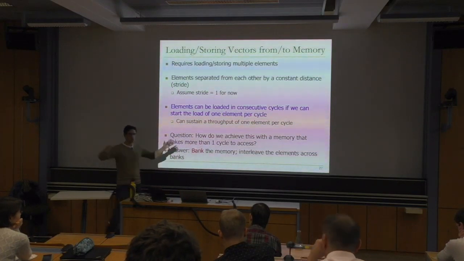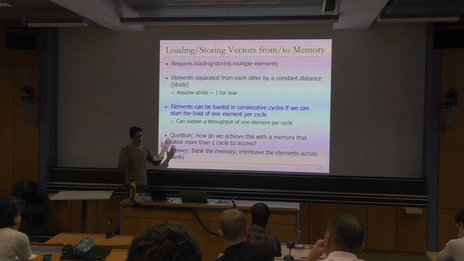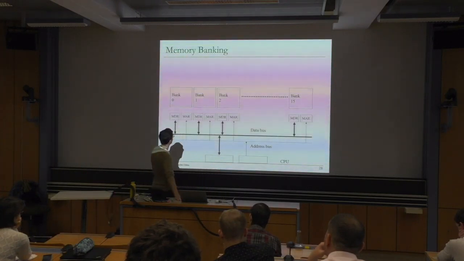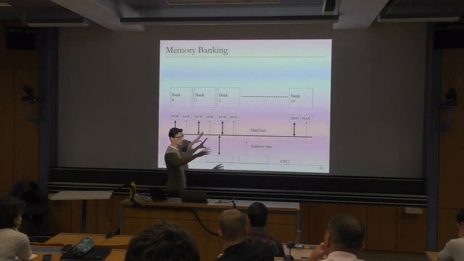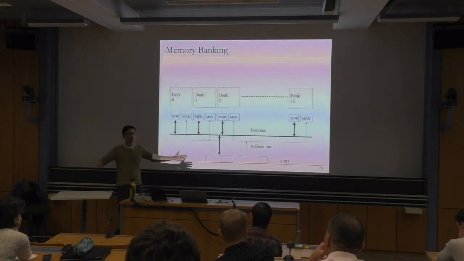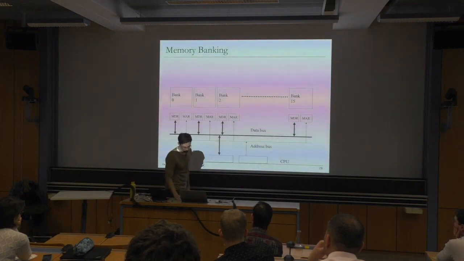So what we are going to do is take the whole memory and divide it in multiple pieces that we are going to call banks, and that's what is called memory banking. In this example we have 16 banks. Instead of having one single monolithic big memory, the whole memory capacity is divided in 16 banks in this case.